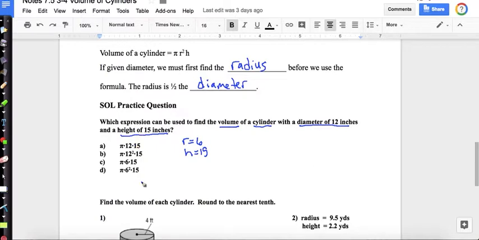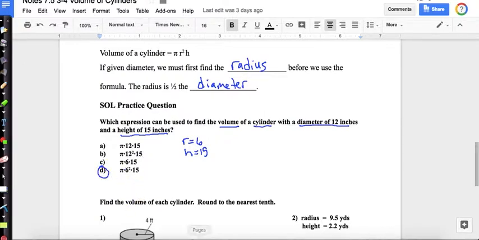Now, I look at my answer choices and I'm going to look at the formula. So I need pi. They all have pi in it. Now the radius is 6. So which ones have a radius of 6? Okay, these two. But notice, which one is squared? Because the formula says r squared. So choice D.